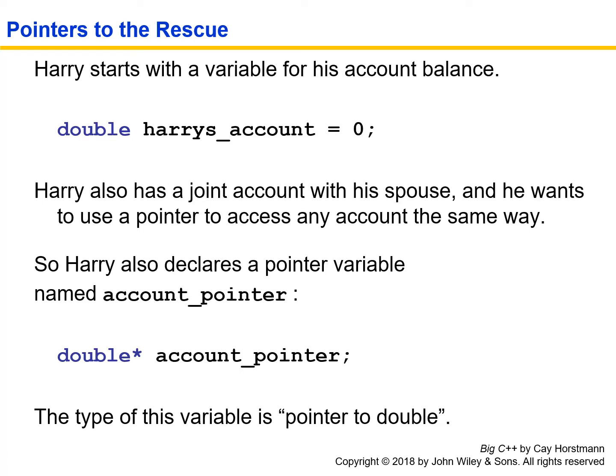An example: Harry starts with a variable for his account balance, harrysAccount. It's currently got 0 funds in it. Harry also has a joint account with his spouse, and he wants to use a pointer to access that account the same way he accesses Harry's account. So he declares a pointer variable named accountPointer. And the syntax for this is we put the type name and then an asterisk, or star as it's pronounced by C++ programmers. So we would say double star accountPointer. Technically, we would really pronounce that pointer to double accountPointer.